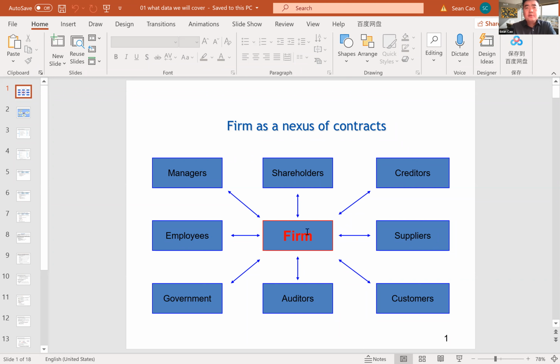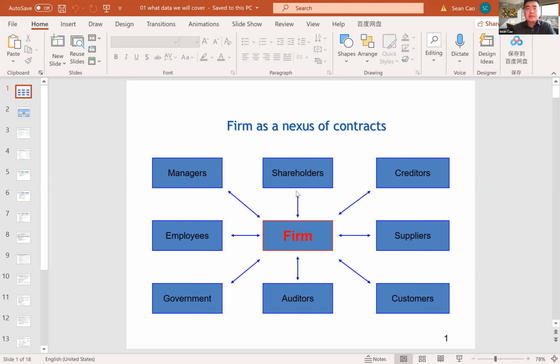For example, for shareholders, we analyze the data in order to inform them whether the firm can make a profit in the future, whether the stock price of the firm will go up, and whether the investor should invest in the firm or just quit.